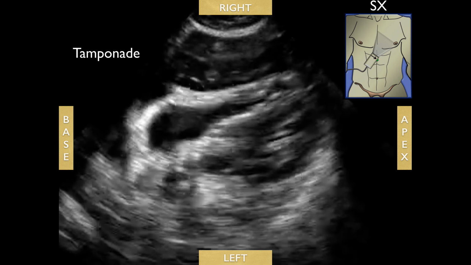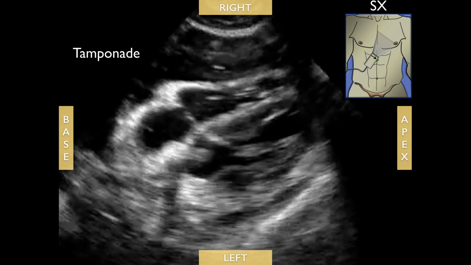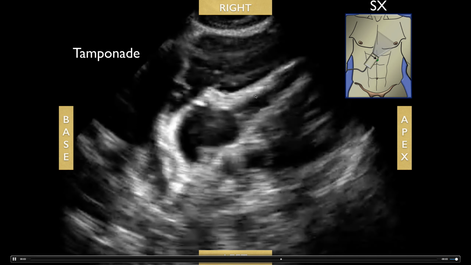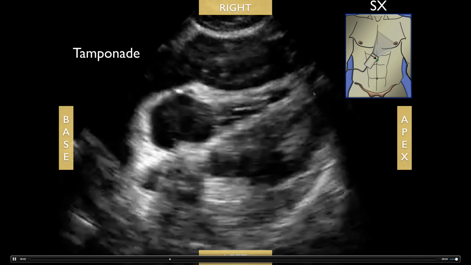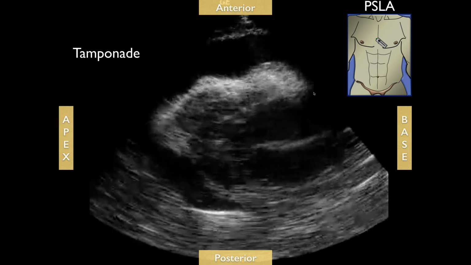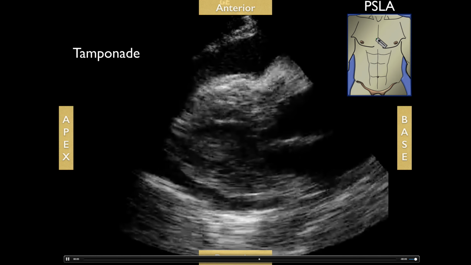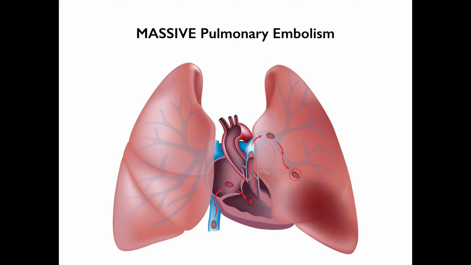So tamponade, the definition is going to be right ventricular diastolic collapse on ultrasound. So here is a patient with tamponade. You can see the right ventricle here, okay, is not filling completely. You see it's collapsing even during diastole where it should be filling. Here's another example of a parasternal long axis view where the right ventricle, you can see it's not filling, it's collapsing during diastole.